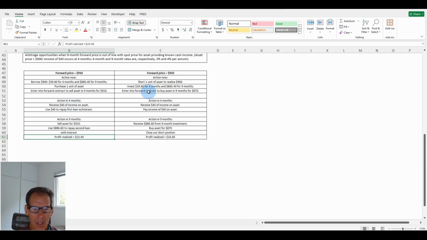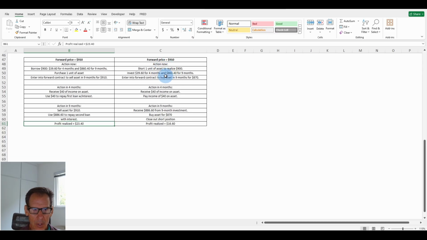Pretty simple, yeah? And then we have the second scenario, where we're looking at a forward price of 870. Action now: short 1 unit of the asset to realize 900, invest 39.60 for 4 months and 860.40 for 9 months. Enter into a forward contract to buy the asset in 9 months for 870. Action in 4 months: receive 40 of income, pay income of 40 on the asset. Action in 9 months: receive 886.60 from the investment, buy the asset for 870. Close out the position, profit realized 16.60.